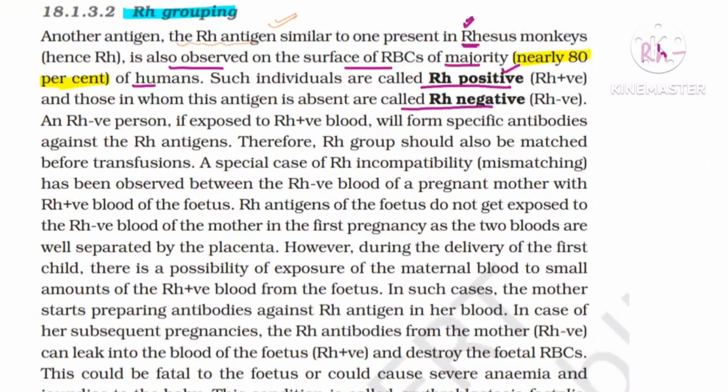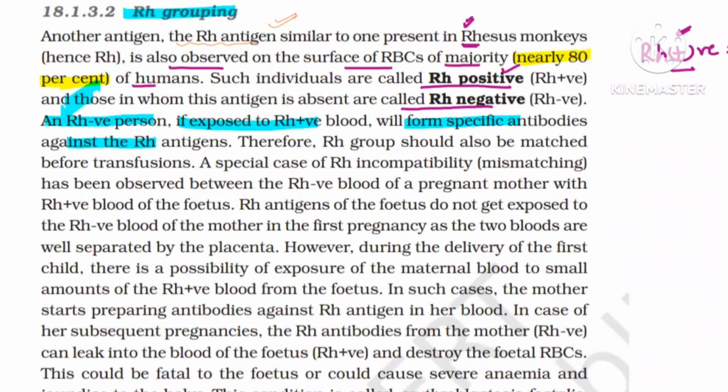So you can just make your learning this way. Rh positive, what percentage? 80%. Positive means they have the antigen on their surface. Now the one who does not have it, an Rh negative person, if exposed to Rh positive blood, obviously this person will make antibodies against this antigen. So therefore, this compatibility is also checked before blood transfusion.